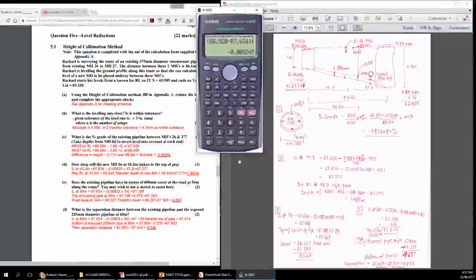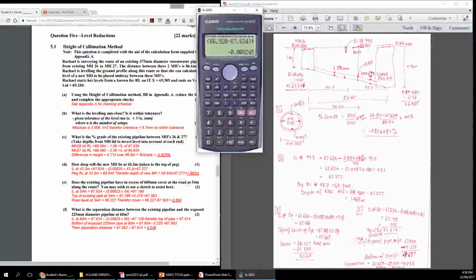All right, so now let's go to D. How deep will the new manhole be? So there's a new manhole to be, and they've put a peg in there, and it's to be midway between these two, halfway between 86.6 and 60 is 43.3. So we want to know what the invert level of that manhole is going to be in the first instance. How deep will the new manhole be, taken from the top of this peg that they've put in here, and we've got that off the levelling sheet of 68.940.